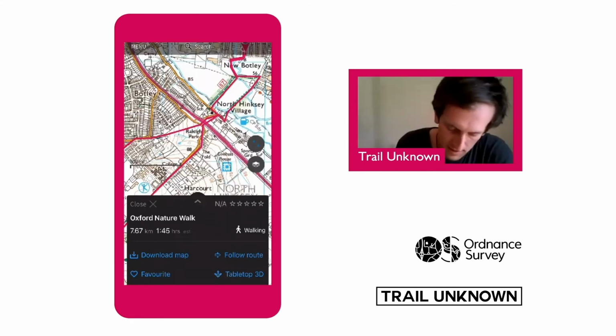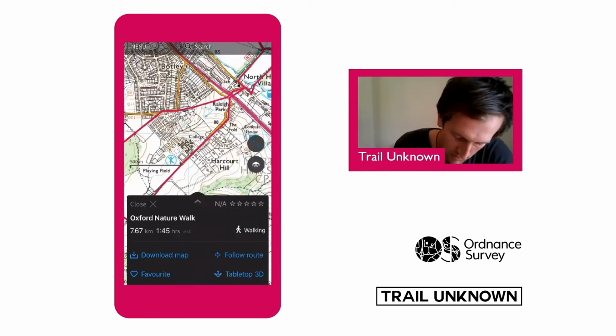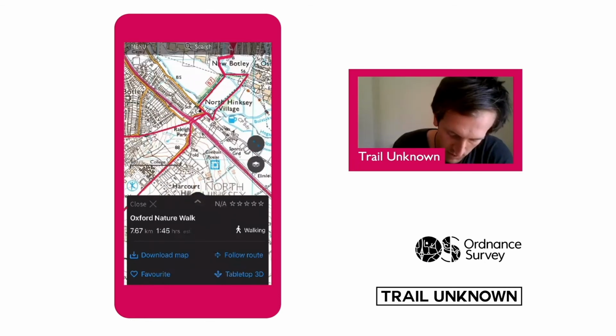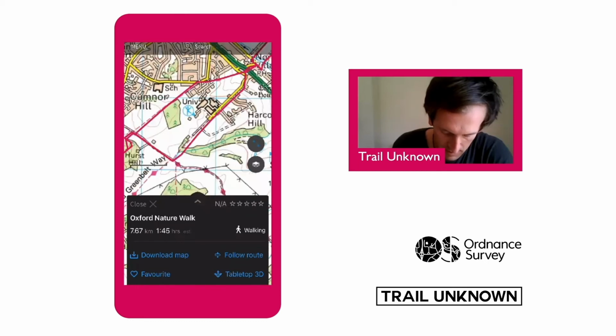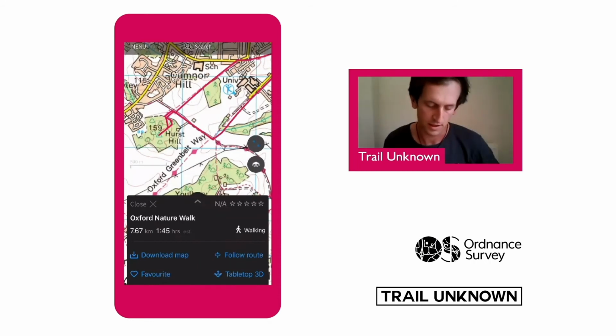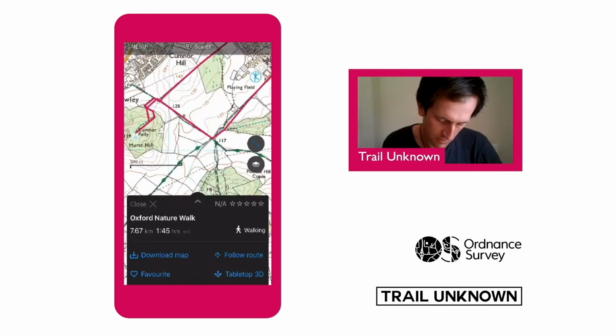So I've decided that this is going to be a walk, so I'm going to use bridleways, footpaths, roads, permissive paths, as I like. If I was planning a cycle route, I'd be thinking differently. I'd be thinking that I certainly can't be using footpaths. I'd be using roads and bridleways.